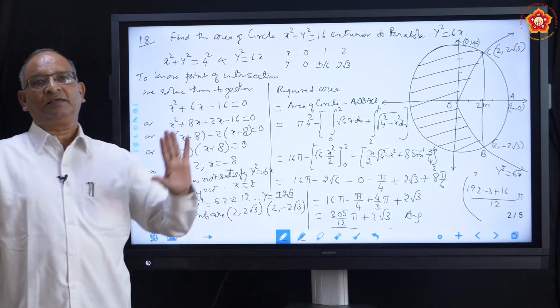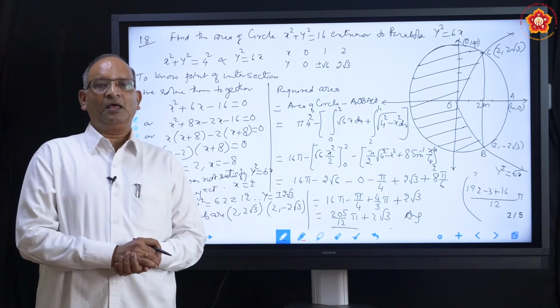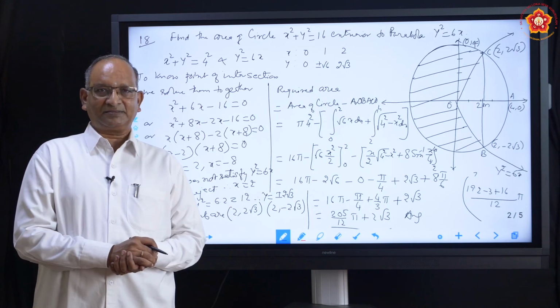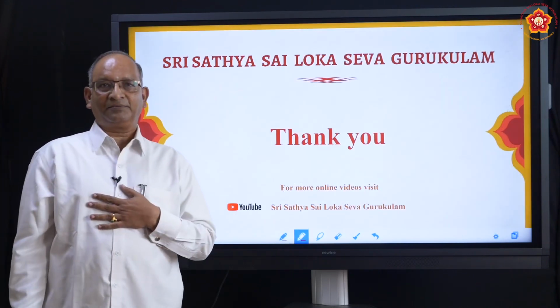So with this, we come to a close of this particular chapter, which is called Application of Integrals for Calculating Areas. Thank you. Sai Ram.